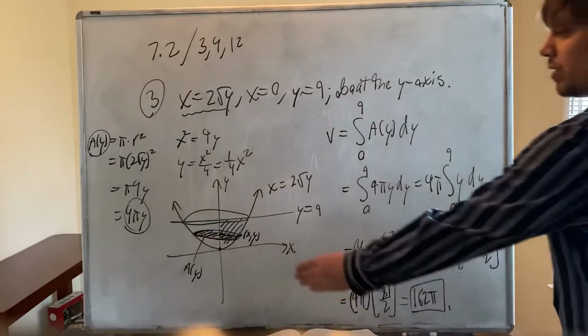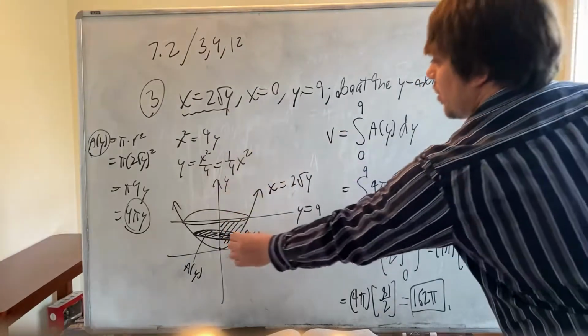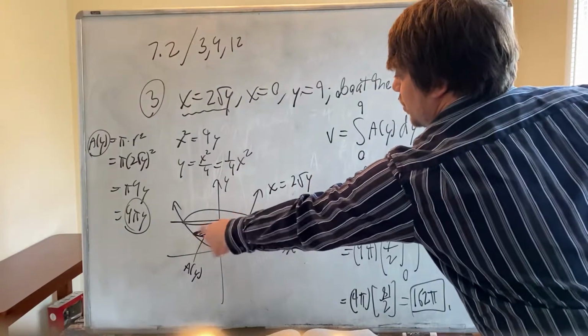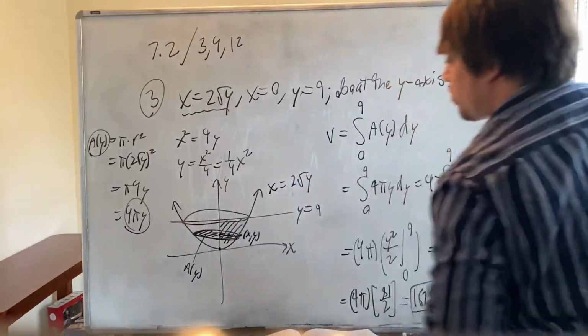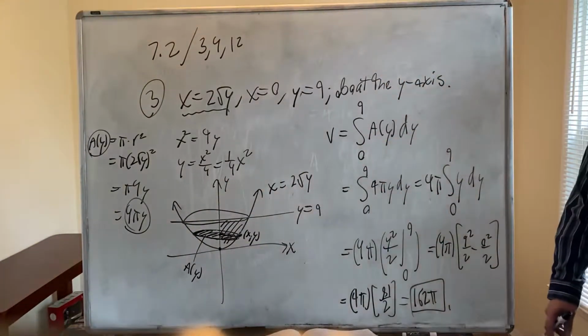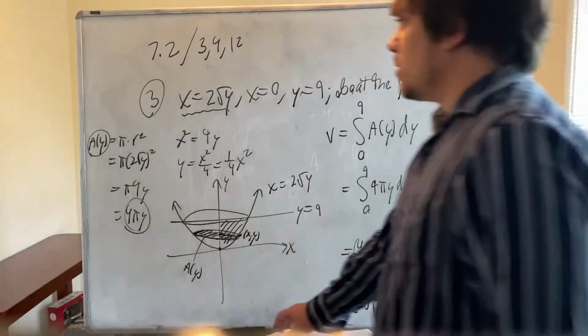So we drew the region bounded by those three curves, rotated it about the y-axis, drew the three-dimensional object, and drew a typical washer there. A of y is the area of that washer, calculated to be 4 pi y, plugged into here, and then we found the integral, it's 162 pi. Okay, so that's number 3, 7.2. Next is number 4.